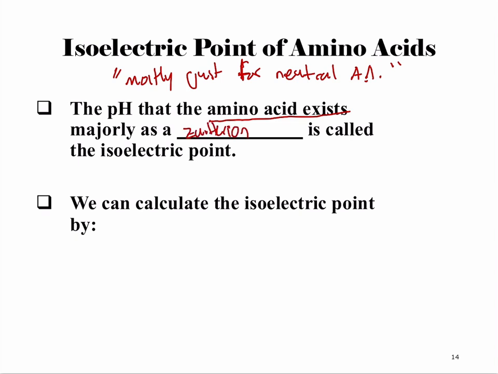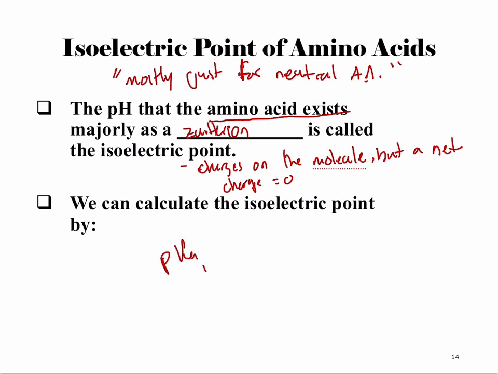And so what a Zwitter ion is basically when we have charges on the molecule. So this isn't just for amino acids, but a net charge of 0, right? So when you add up all the charges, it goes to 0. And so you can calculate the isoelectric point just by adding the two pKa's on the amino acid, and then you divide it by 2. And this gives you the isoelectric point of the amino acid, the polypeptide, of whatever.